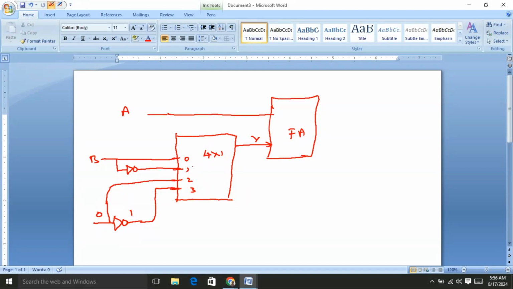Which of the inputs are considered as the output? We are going to use two selection lines. I am going to consider this is the S0 selection line, and this is the second selection line S1.